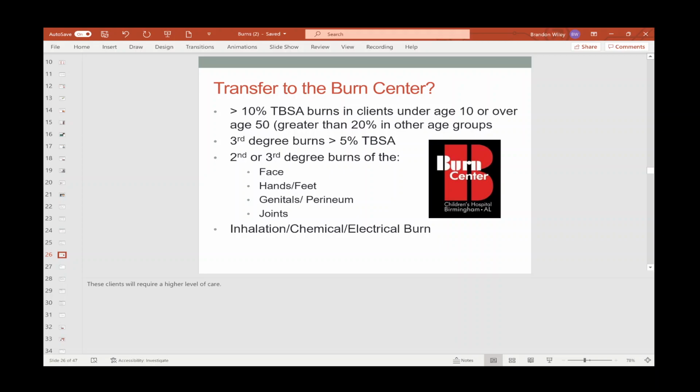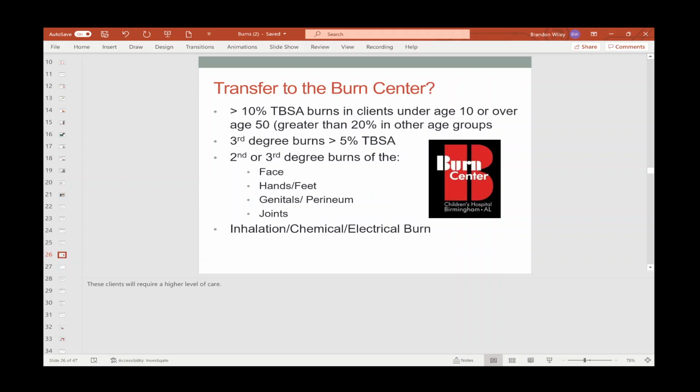10% or more if they're under the age of 10. If they have the hands, feet, genitals, all those criteria, those people are going to the burn center. Any kind of joint that's involved. Most of your second and third degree burns greater than 5%. If you have a third, greater than 5. But if you have a second and it's greater than 20%, we're going to send those. Any kind of inhalation burn, they'll go over to the burn center as well.